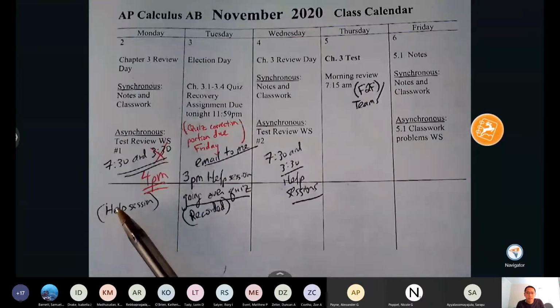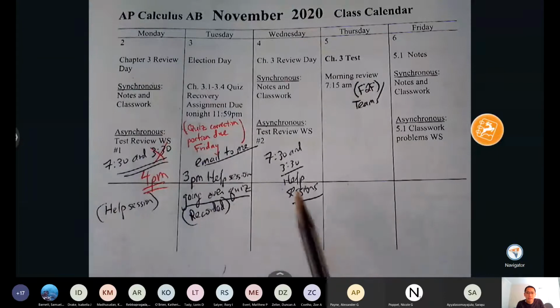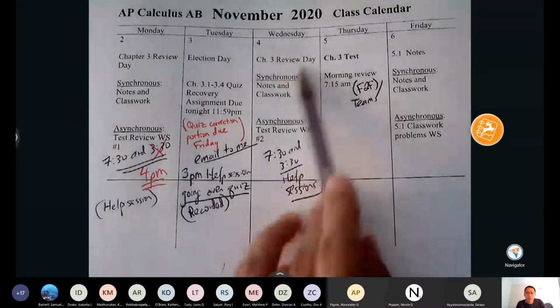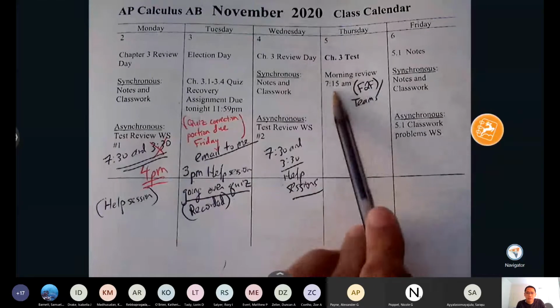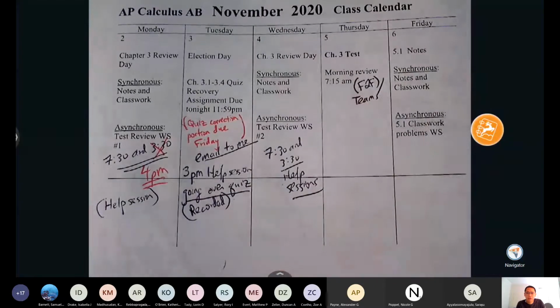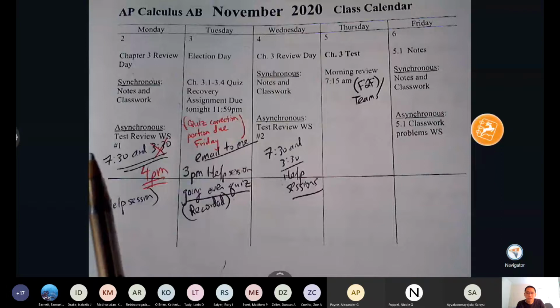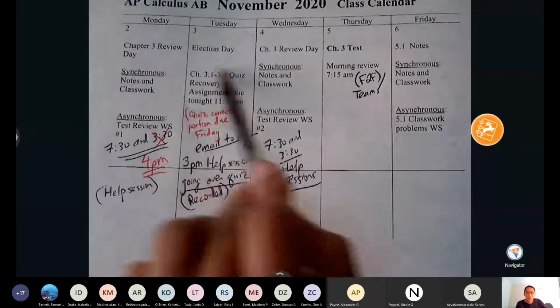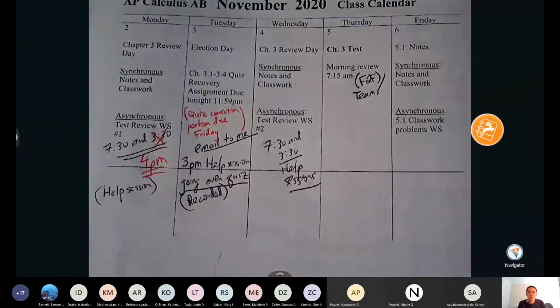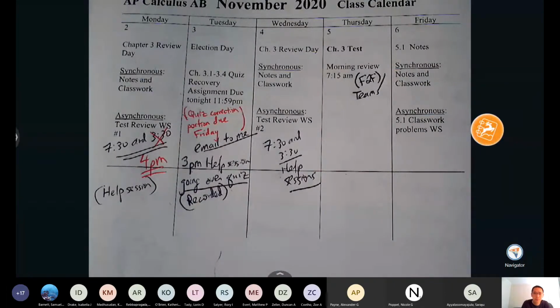Then moving on to Wednesday, we have help sessions. We're going to do another day of test review. Test is on Thursday, morning review, face-to-face and on Teams, and then Friday we start our Chapter 5. So any questions about the recovery assignment? Everybody okay?